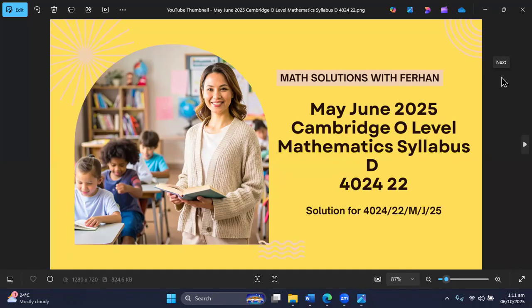We have selected the May-June 2025 Paper 2-2. This paper 2 belongs to Zone 2. The time allowed for this paper is 2 hours. The total marks for this paper are 100, and the calculator is allowed in this paper.